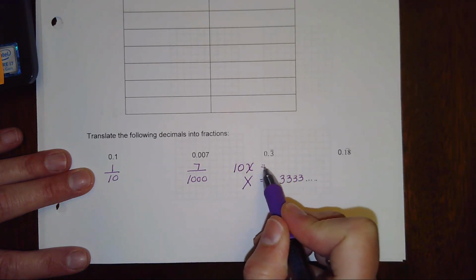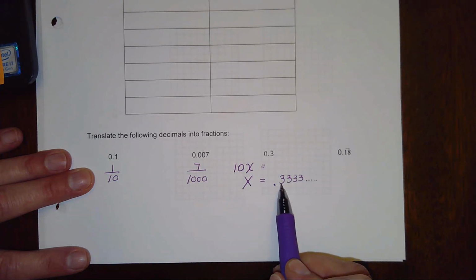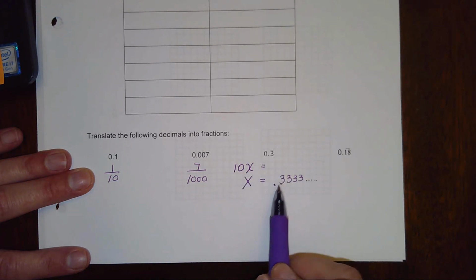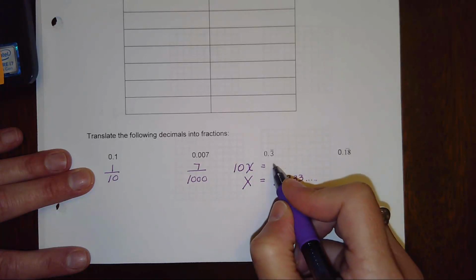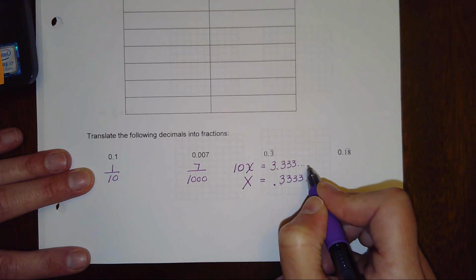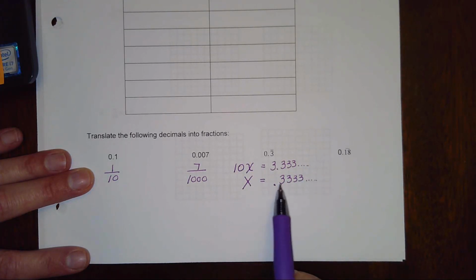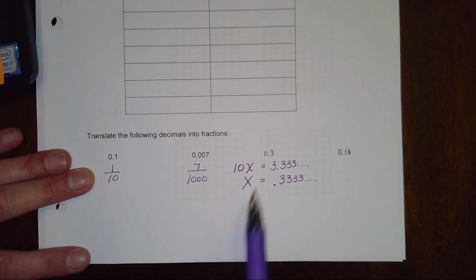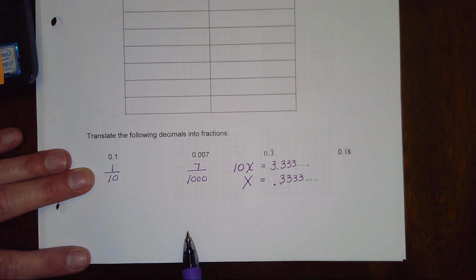Now I'm hoping you'll see that if we multiply this, what you do to one side, you got to do to the other. If we multiply this by 10, it's just going to be 3 with the repeat. Right? All of these are just going to increase by 1 place value. So it would be 3.3333. So if we multiply the left-hand side by 10, we got to multiply the right-hand side by 10.